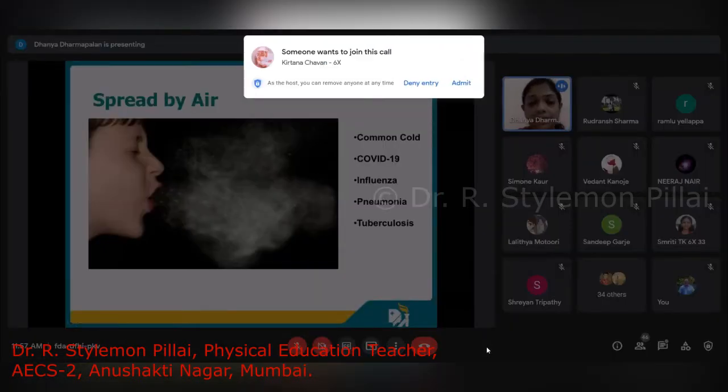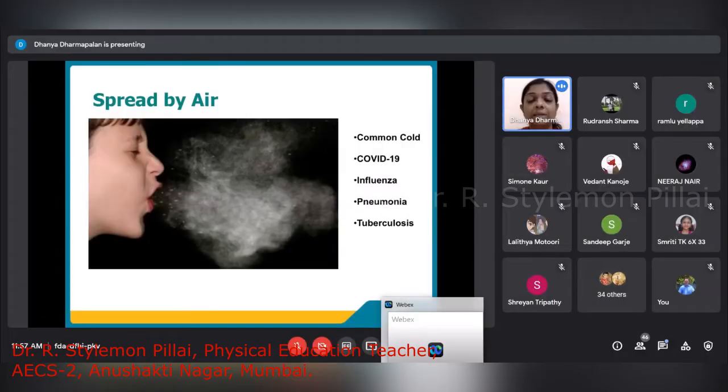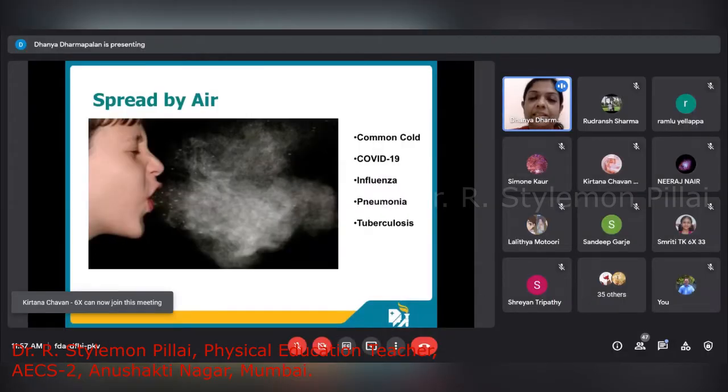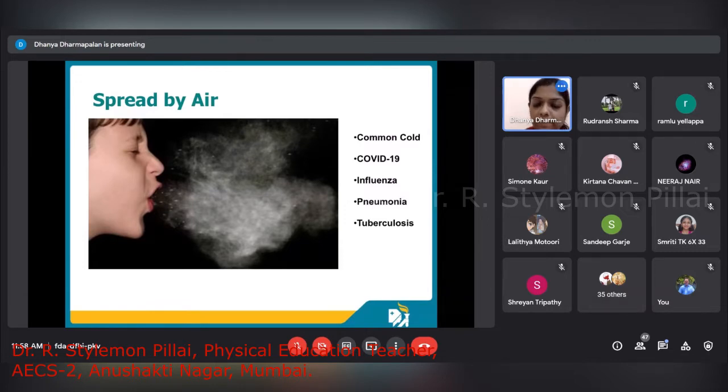Now, what are the conditions which spread by air? Unfortunately, this is virtual, and I wish it was a physical session, maybe many months later, when I can interact on this. But you know very well that the cold and COVID-19, which we've all heard of, spread through air, that's why you wear masks. Influenza, pneumonia, tuberculosis, all these illnesses spread by air.